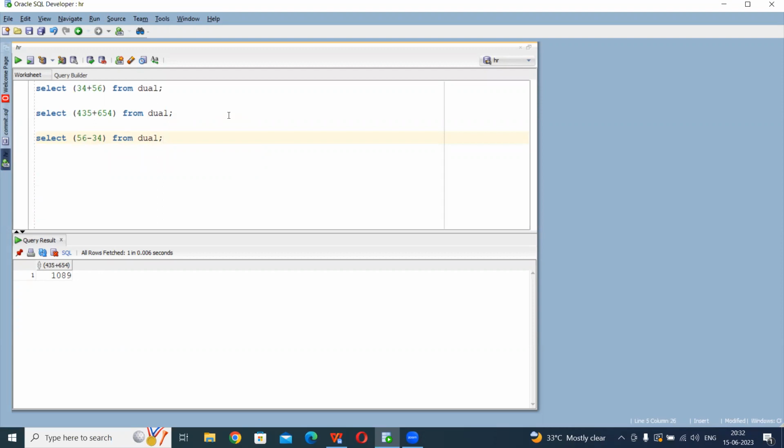So guys, after terminating a query, we need to run the query. How to run the query? By hitting the green color play button, which is present on the top of the worksheet. You can see the output window is present exactly below this worksheet. If I perform subtraction between 56 and 34, I would be getting 22. So the same is present in my output window.